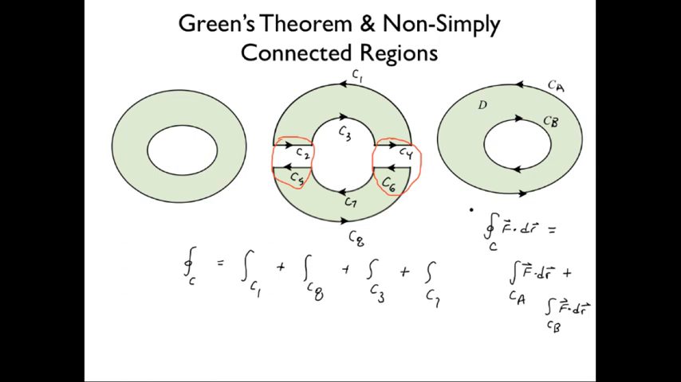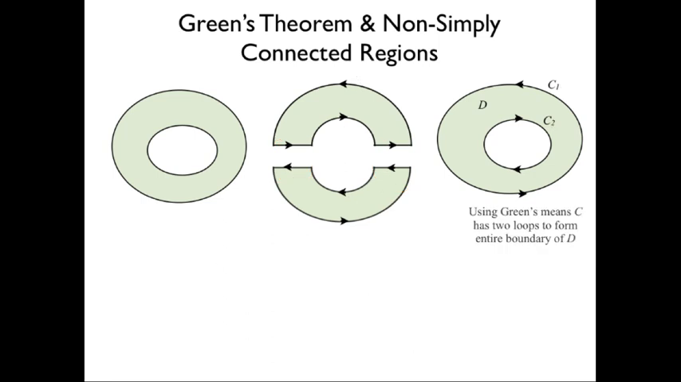Okay, does this make sense? Can I erase that stuff? What I've written? Okay, so using Green's theorem means C has two loops. The entire boundary of D is formed by two loops, not just the outside boundary, okay? So what would the line integral be? The sum of the two line integrals. So I'm back to calling them C1 and C2 here. And that would equal our double integral over D.